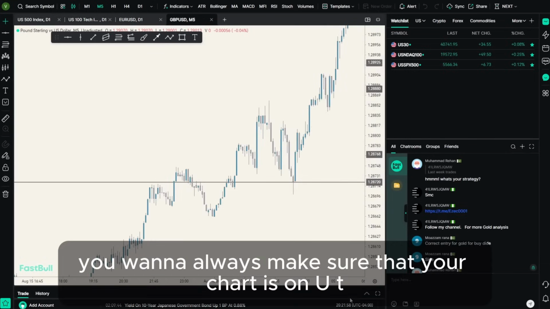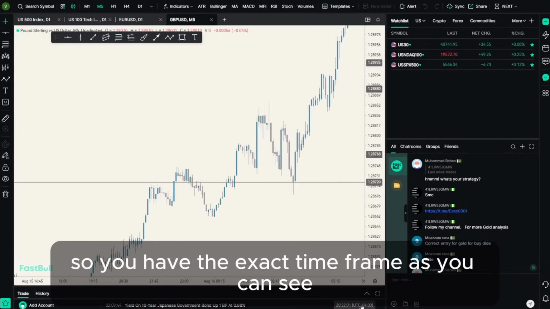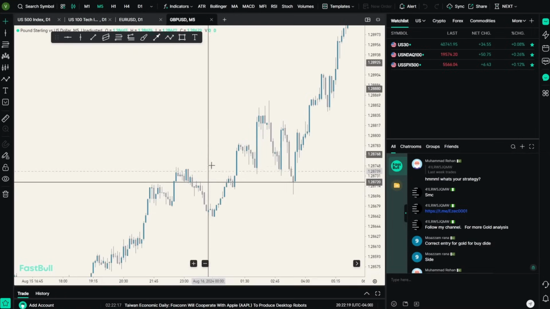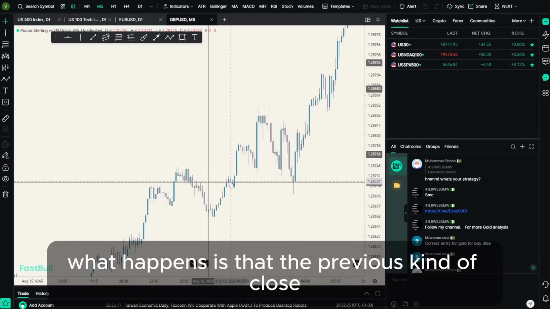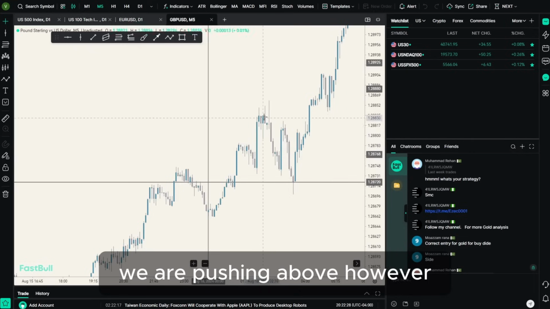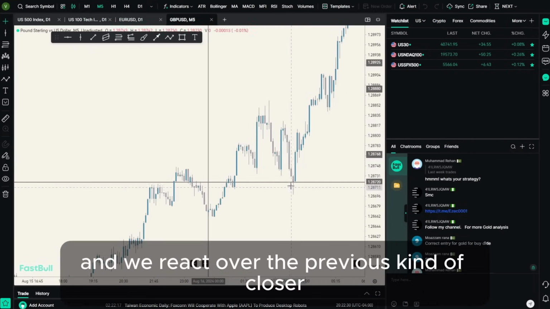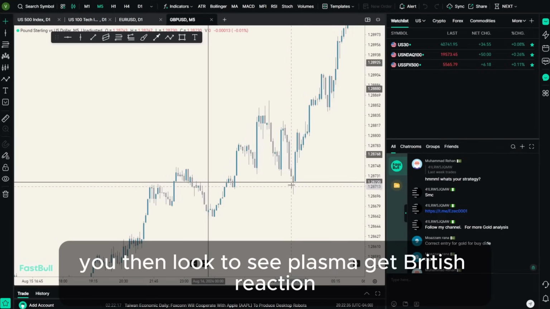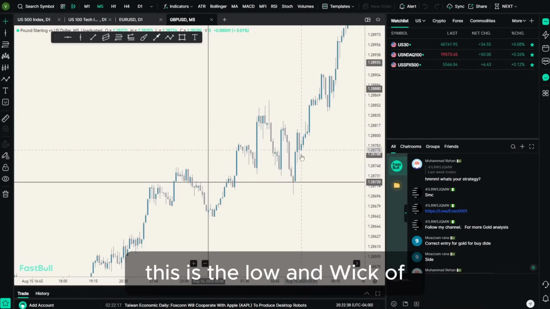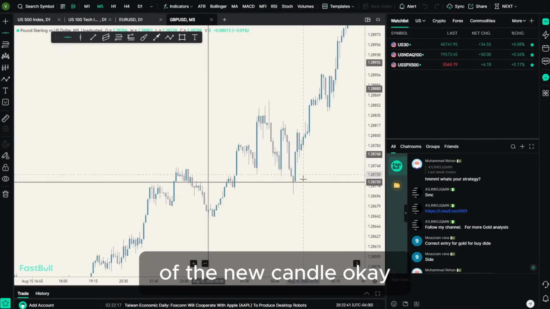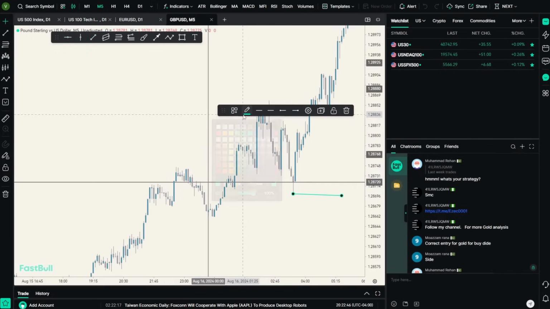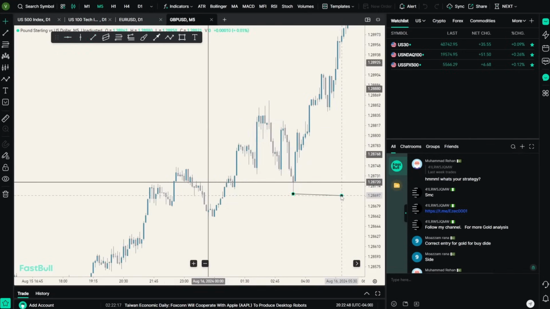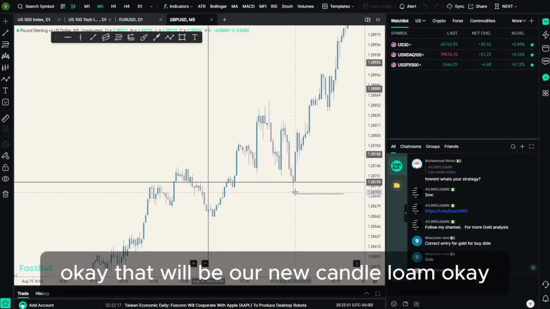As I say, guys, you want to always make sure that your chart is on UTC-4, so you have the exact time frame. As you can see, there's also a midnight candle. And as you can see, what happens is that previous candle close, we are pushing above. However, we then come back down and we react off of the previous candle closure. Within this time space, you then look to see price make a bullish reaction, because you have to understand that this is the low and wick of the new candle. I'll actually mark this out here. That will be our new candle low.